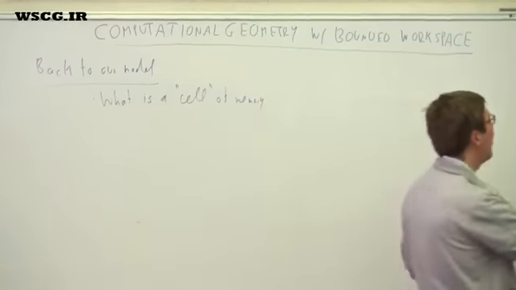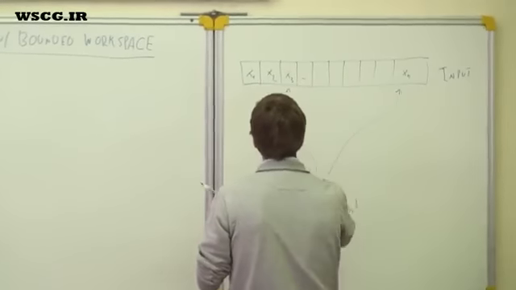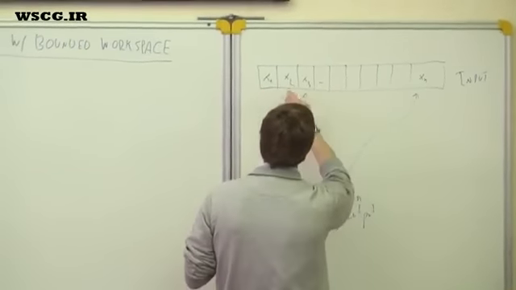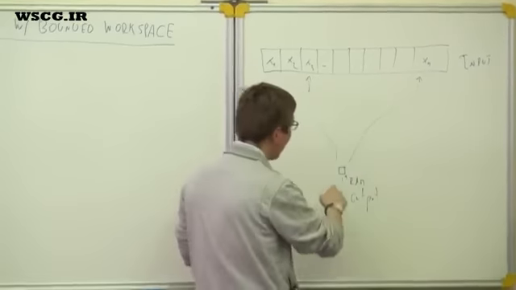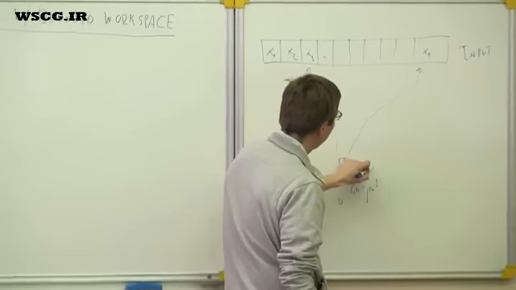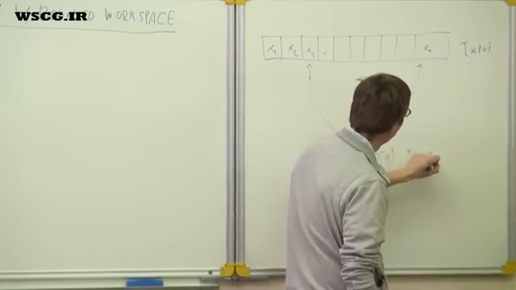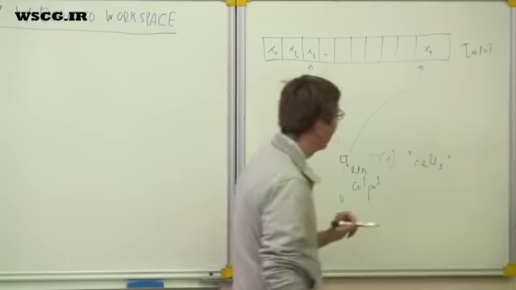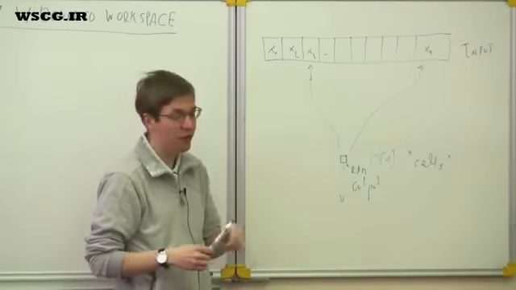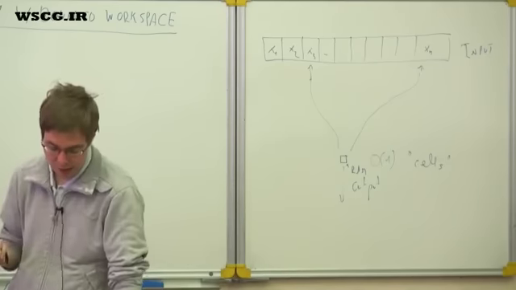Somehow I said the input resides in n cells, right? So here I wrote x1, x2, x3 up to xn, and then I said this RAM is relatively small. Let's say it's O of 1 cells of memory, so a constant number of cells. And so what exactly do I mean by a cell?